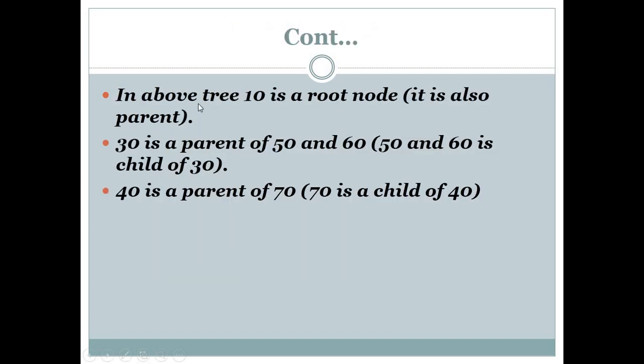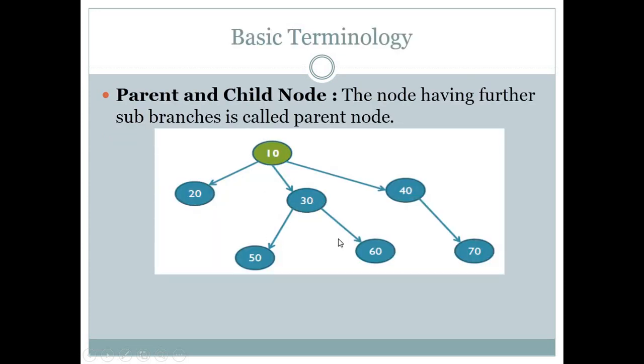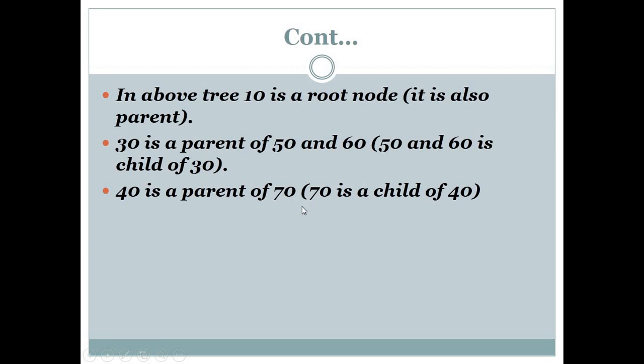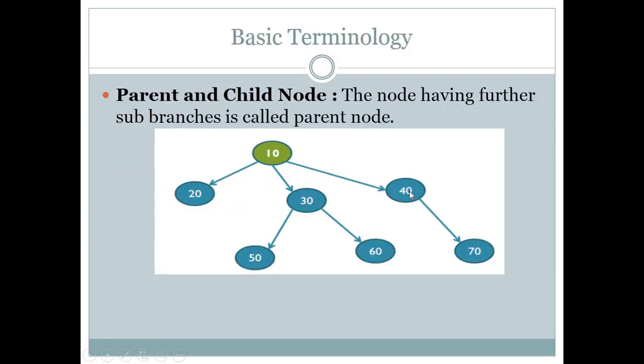Okay, here as we discussed, 10 is a root node, also it's a parent. You can see here 30 is a parent of 50 and 60, and 40 is a parent of 70. So 40 is parent and 70 is child. Here 30 is parent and 50 and 60 are child. Here 10 is parent, 20, 30 and 40 are child nodes. Okay, so it is possible that a parent node can be a child node of another node. In case of 30 and 40, here 30 is a parent node for 50 and 60, but it is a child node for 10. Okay, so this is the basic terminology for parent node and child node.